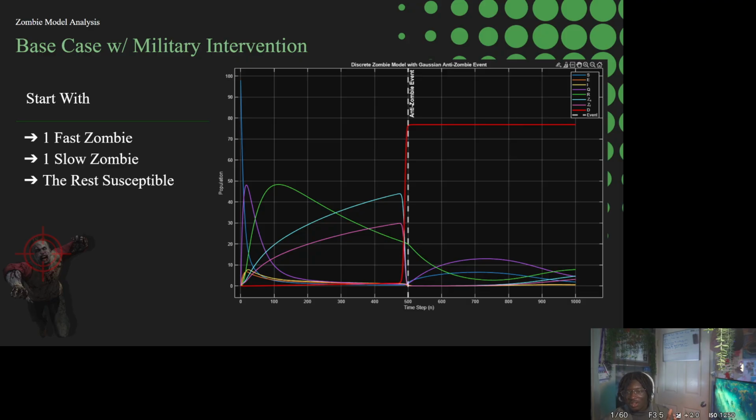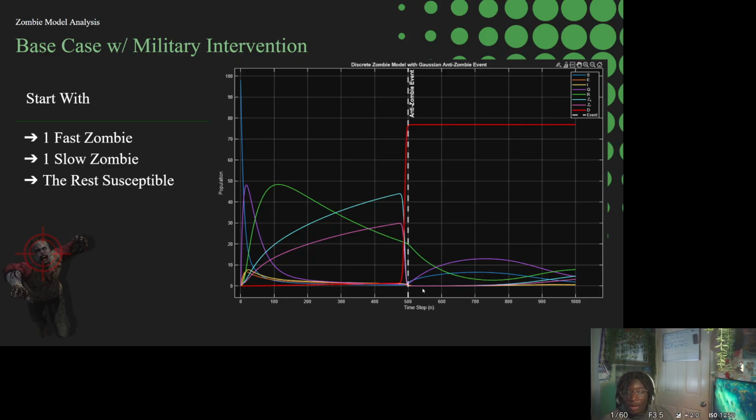Again, we start with 1 fast zombie, we start with 1 slow zombie, and then we make the rest susceptible. Same behavior as before, but now when the nuke drops, all those zombies in the cyan and pink group, boom, skadoosh, they're dead, right? A lot of them die. But it doesn't mean that the entire system is dead, right? This gives the recovered a chance to enter the susceptible group again, and then you can see again the cycle continues.